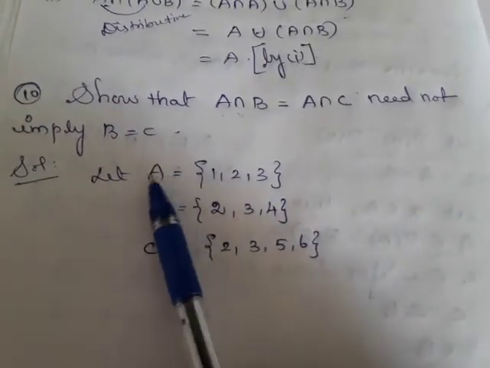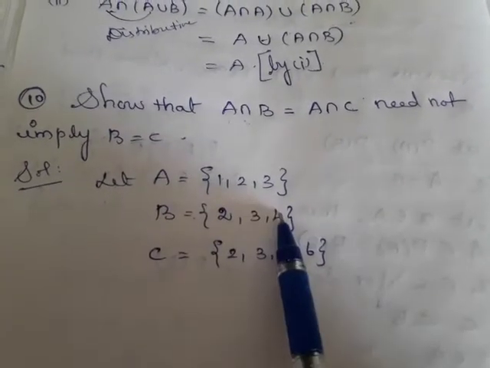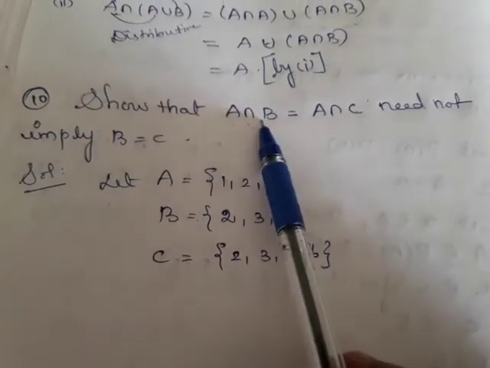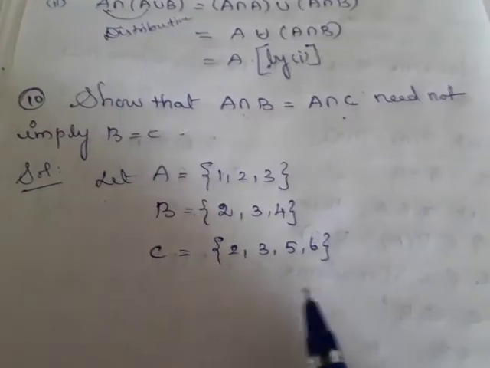This can be proved by giving your own example. See, I have taken set A equal to 3 elements, set B equal to another 3 elements, and set C equal to some other elements. In such a way that A intersection B and A intersection C are the same. In such a way, you should choose your elements.